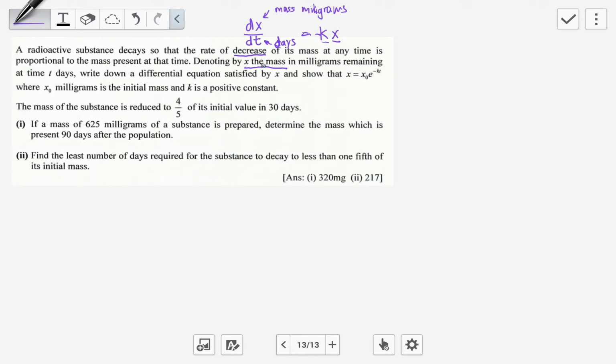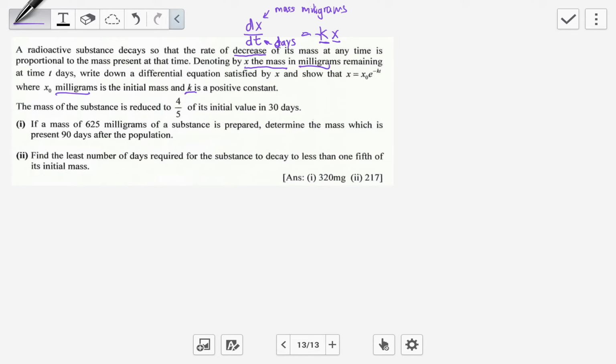So denoting x as the mass remaining at time t, write down a differential equation satisfied by x. So this is the differential equation satisfied by x, and we are supposed to show that x equals x naught e to the minus kt, where x naught milligrams is the initial mass and k is a positive constant. So I've chosen k to be this constant. And x naught is in milligrams, so the units are the same, we just have to make sure.